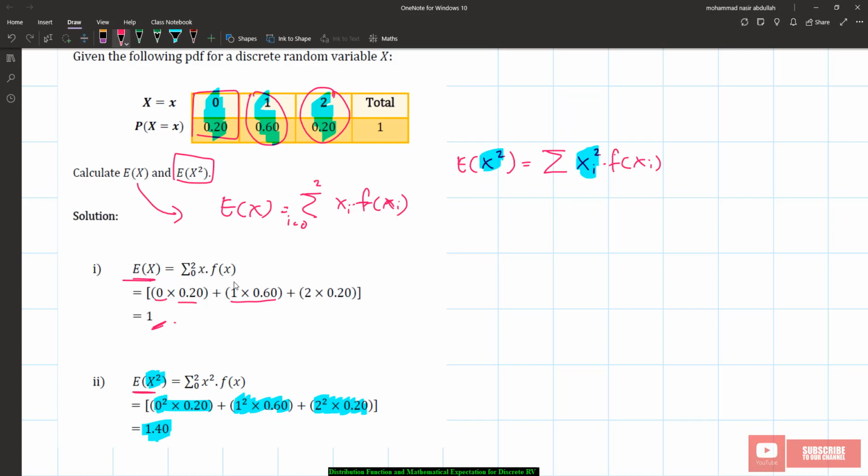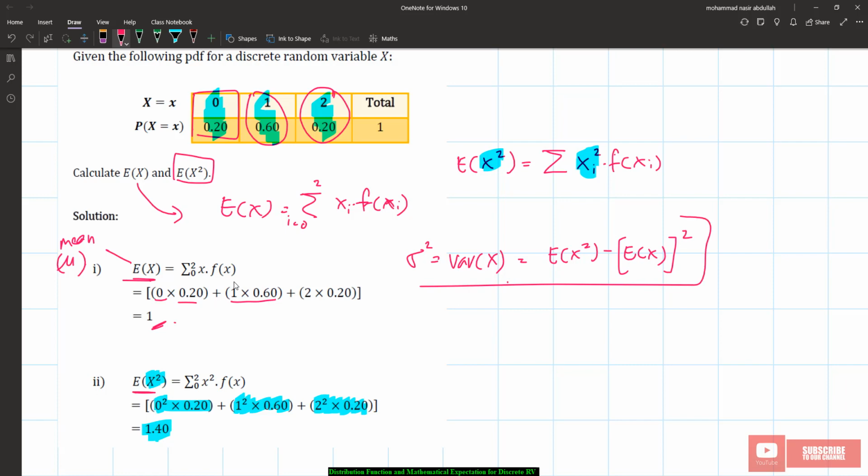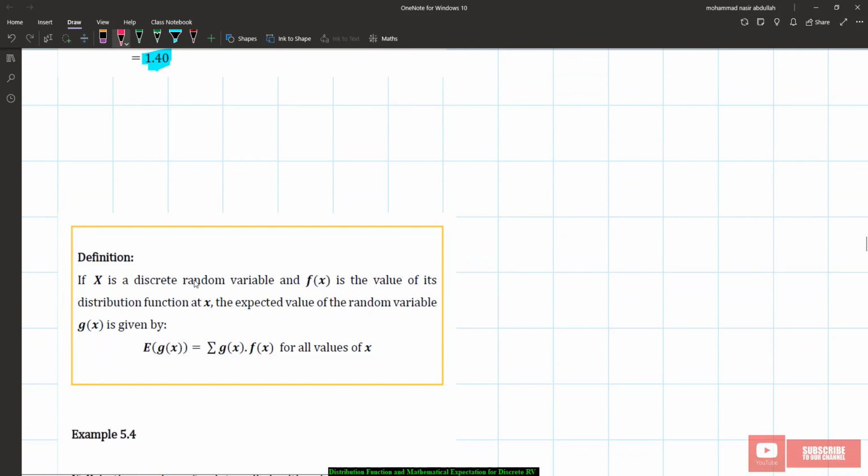And we know that this is our mean, which is equal to mu. This is the population mean, the symbol for population mean. If you want to find the variance of x, or sigma squared, it is equal to E(x squared) minus E(x), and then you square. So this is the formula for finding variance. So let's look at the next page.